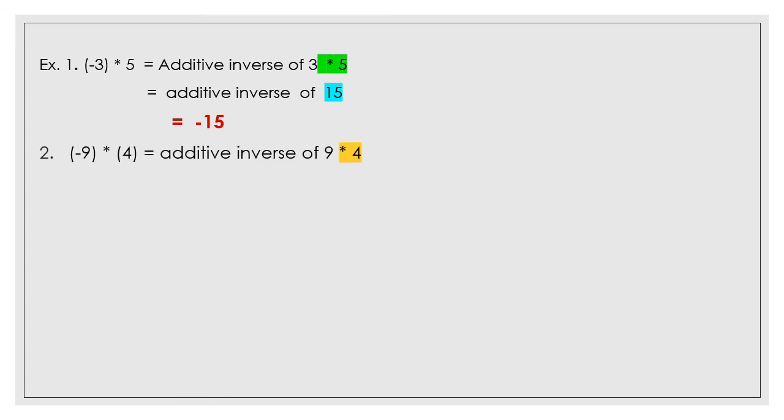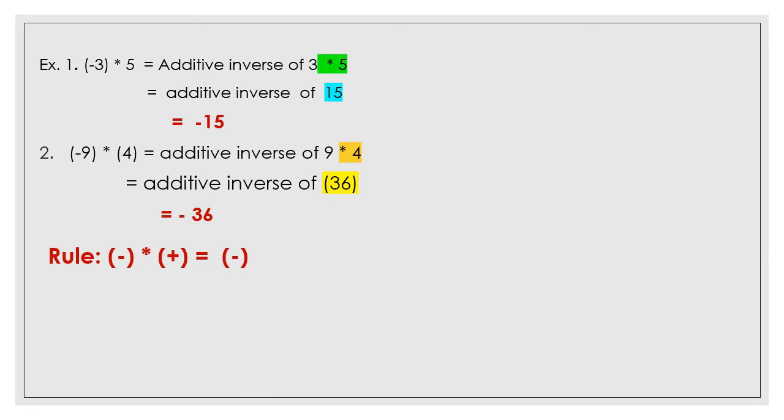Then number 2, negative 9 times 4. So negative 9 is the additive inverse of 9 times 4. So 9 times 4 is 36. Then, ang additive inverse ng 36 ay negative 36. So, ang rule natin na sinunod dito ay negative times positive equals negative. So, na-prove ito dito sa dalawang problems.